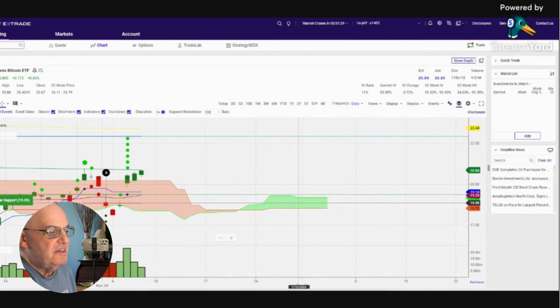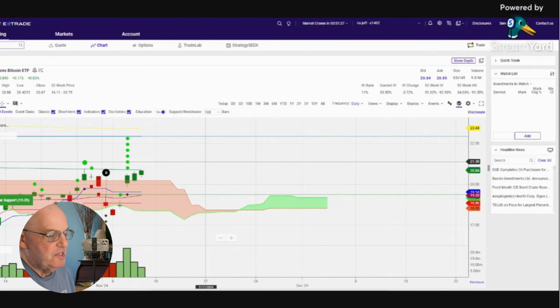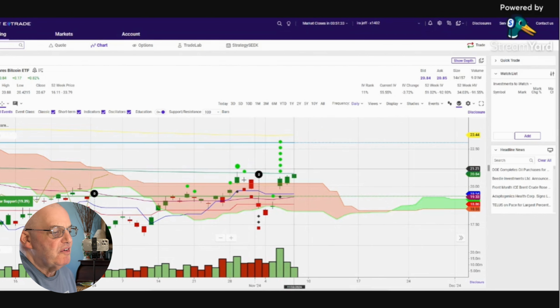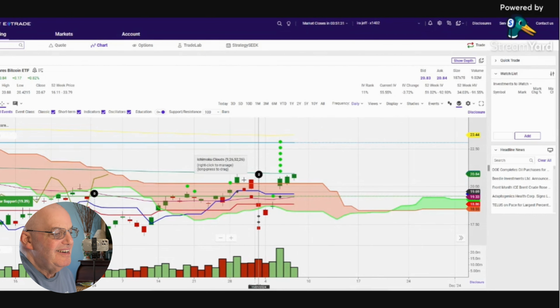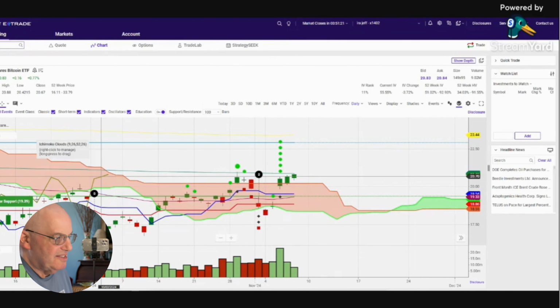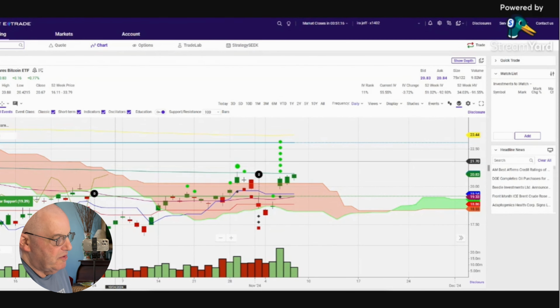So this passes. The green to the right passes. That's a yes. It crossed over the cloud. That's a yes. The blue is above the red line. The baseline is under the conversion line, so that passes. This olive line is in the cloud. I prefer it to be above the cloud for a long.